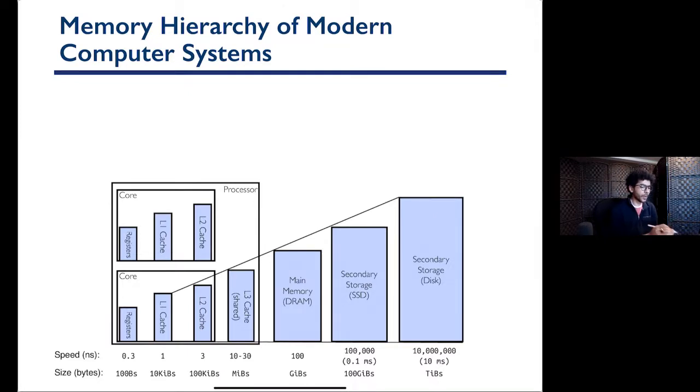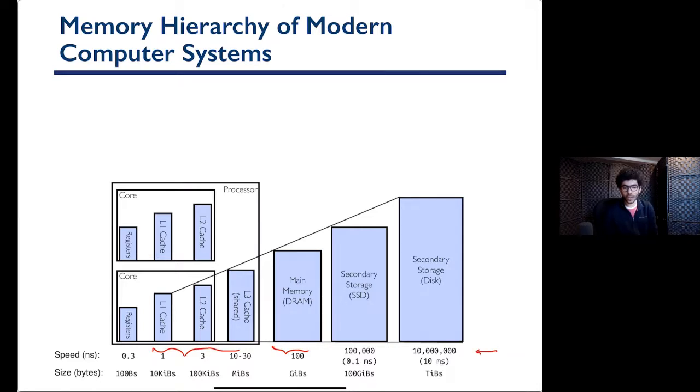Now, we're going to talk about using memory as a cache for secondary storage in the next lecture, which we'll talk about paging. But during this lecture, we're going to talk about using these guys, sorry, the processor caches as a cache for main memory. So this is a topic that we discussed previously.